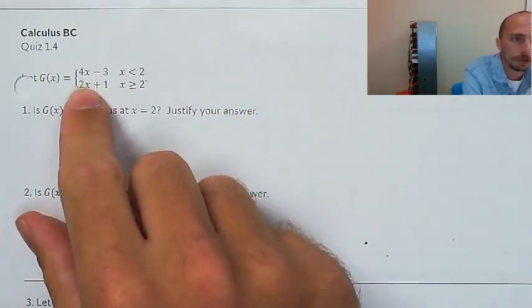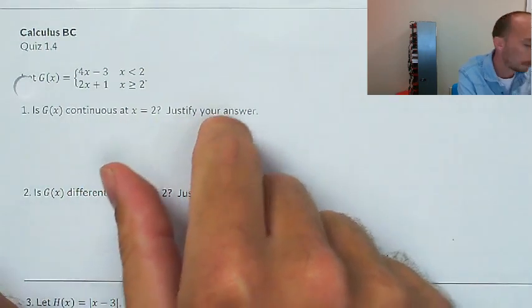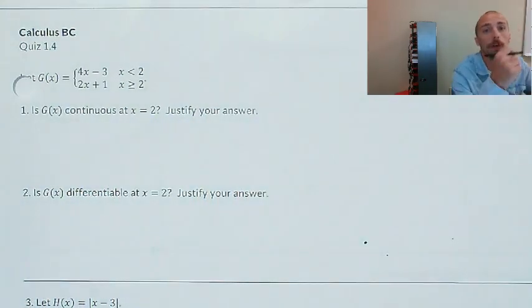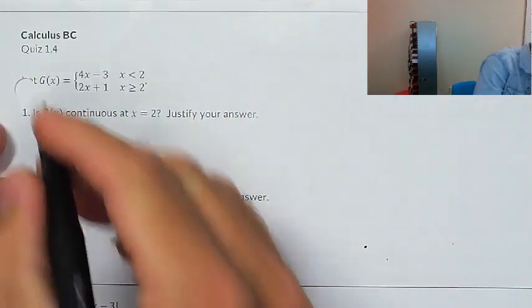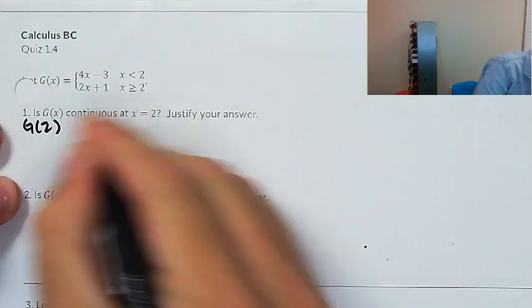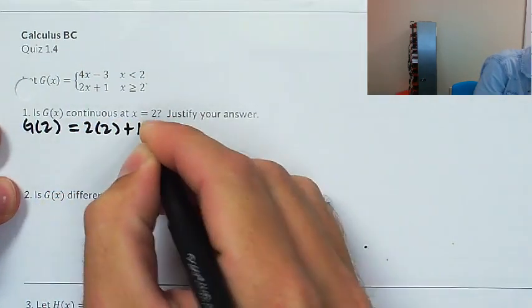So here they're giving us a piecewise function, and they're going to start us off asking, is g continuous at x equals 2? Just one answer. Okay, so the definition of continuity is the limit of the function equals the value of the function. So I might start with the value of g of 2. Okay, so that equals 2 times 2 plus 1, which is equal to 5.